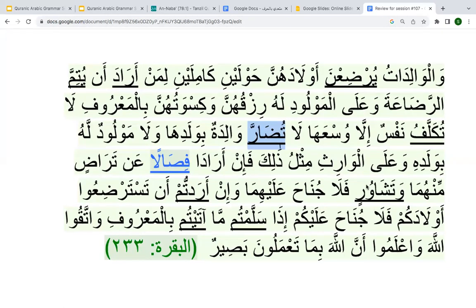Tashawurin. Very well done. Ta before the first root letter, alif after the first root letter. And this is a masdar because there's a kasratain. And this is an ism. It cannot be some fa'il, some maf'ool, or some zarf. It can only be what is known as masdar. So now, salamtum.